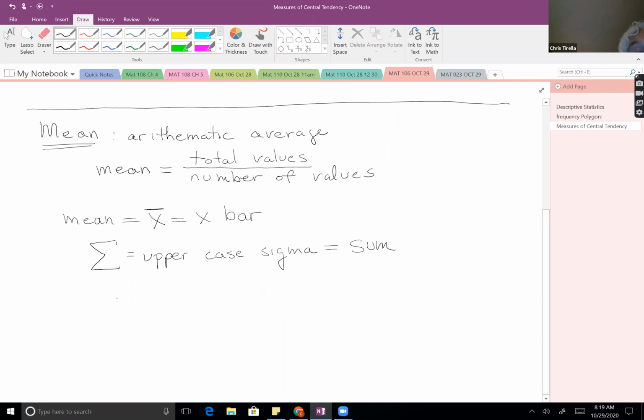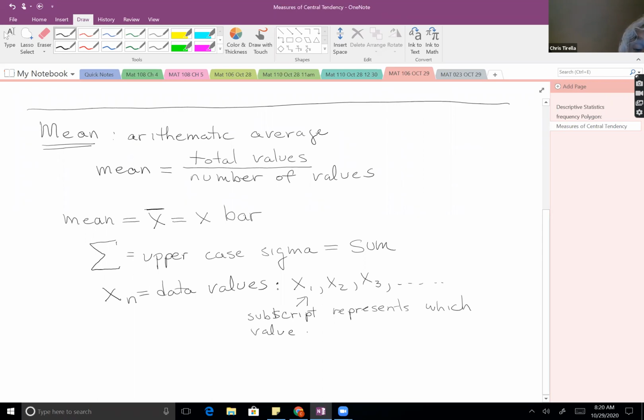We're going to have X sub n be our data values. And I'm not sure how familiar you folks are with subscripted numbers. That would be like X1, X2, X3, up to however many I have. The subscript just represents which value it is.